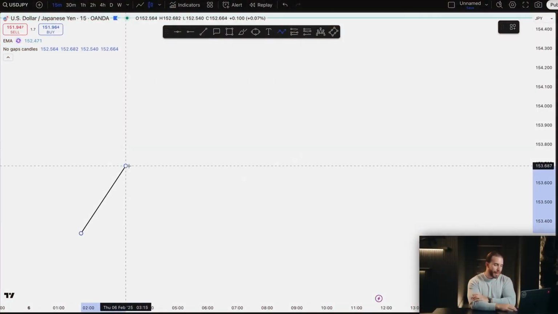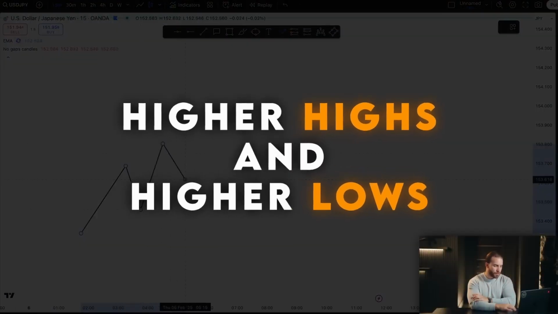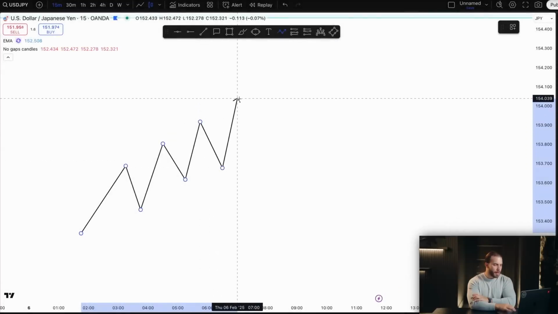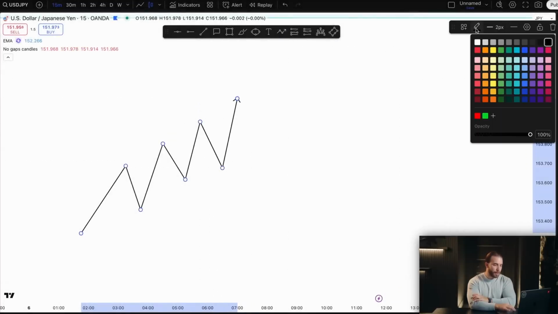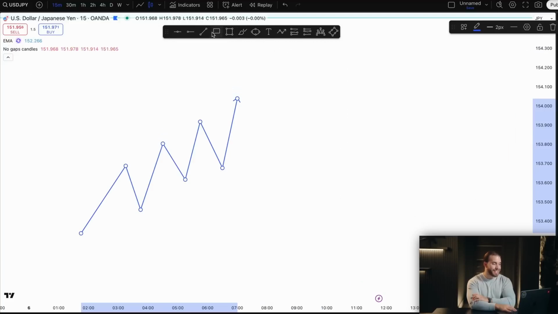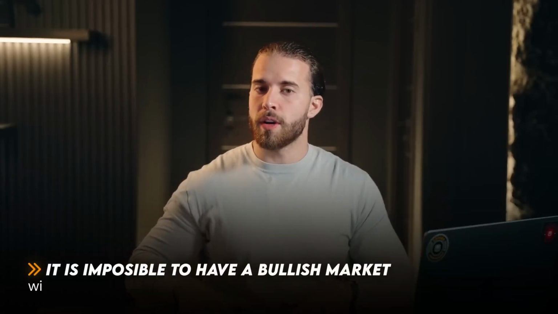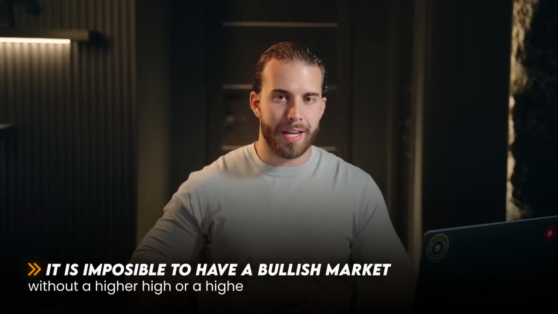So let's begin with the most important thing when identifying market structure, which is going to be higher highs and higher lows. If a market is bullish, a market consists of higher highs and higher lows. It is impossible, and I cannot stress this as much as I wish I could, it is impossible to have a bullish market without a higher high or a higher low.